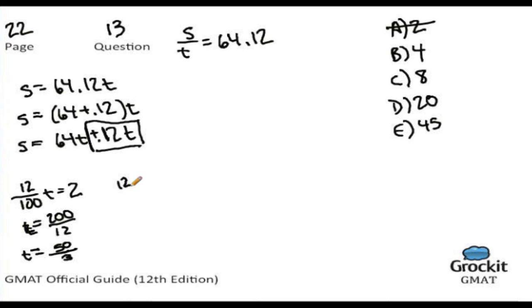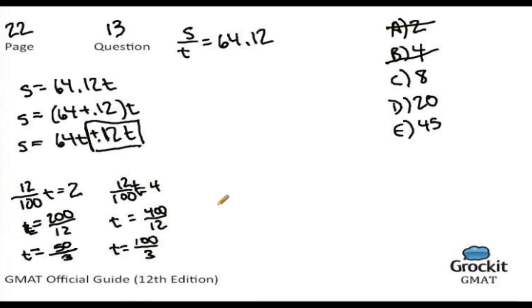Let's try the second one. 12/100ths t equals 4. In this case then, t is going to equal 400 divided by 12. You'll notice a pattern here, because again we're multiplying both sides times 100 to get rid of the 100ths fraction, and then dividing by 12 to isolate t. We divide the numerator and denominator by 4, and we end up getting t equals 100 divided by 3.